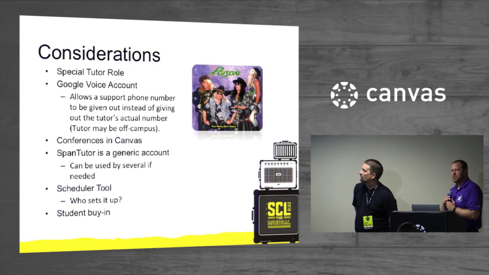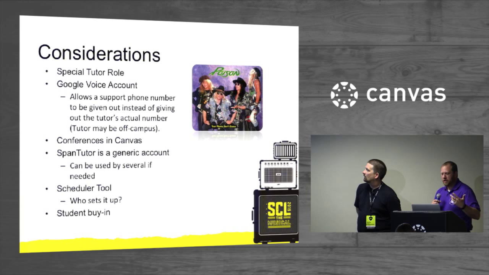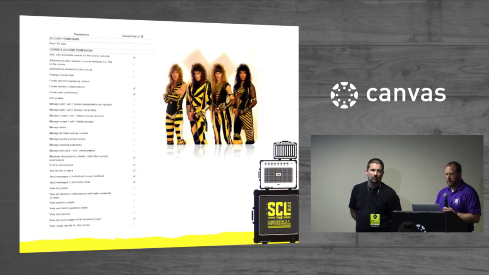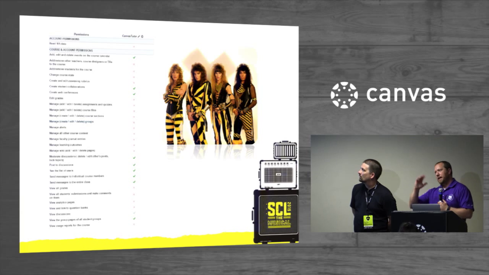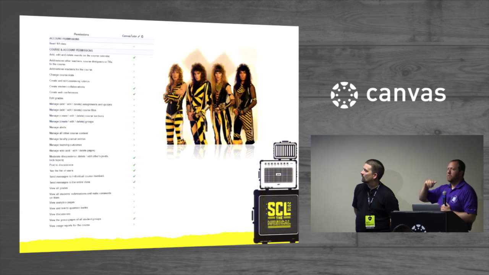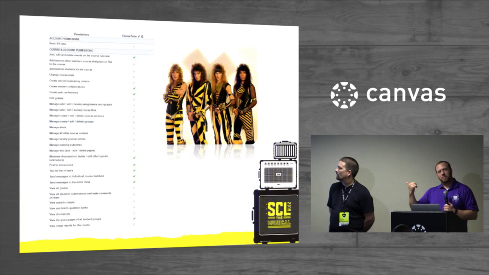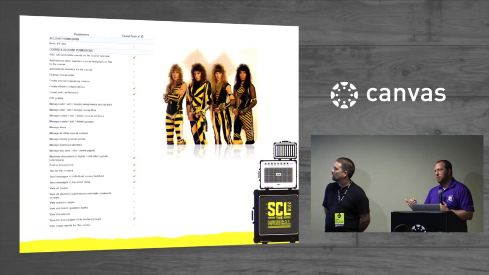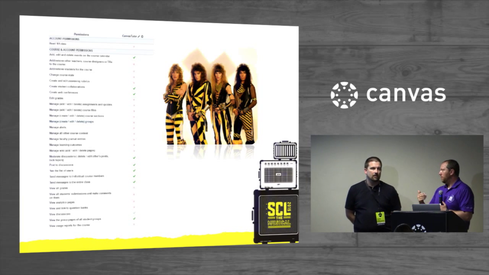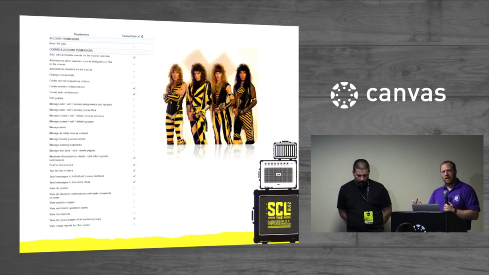So, some considerations if you're considering this for yourself. In Canvas, we created a special tutor role with special permissions. We started with the observer role that's already in the admin, so this would be for your admin folks. All we did was add some extra capabilities. As an observer, you can't email everybody in the class, so we gave that role permission to do that. We also gave it permission to moderate discussions, edit and delete things.